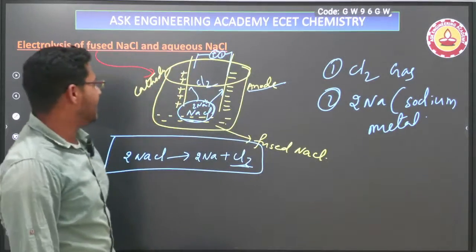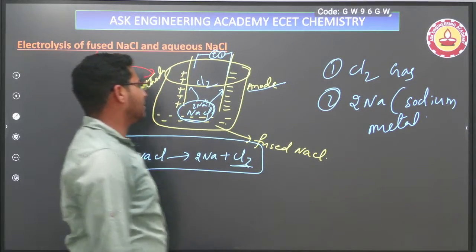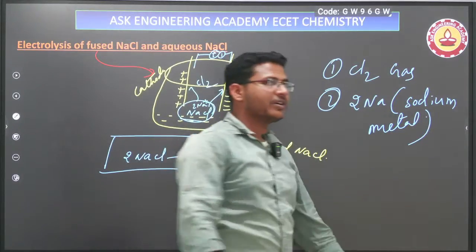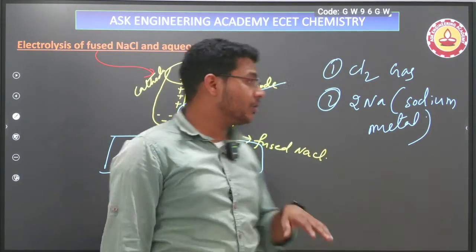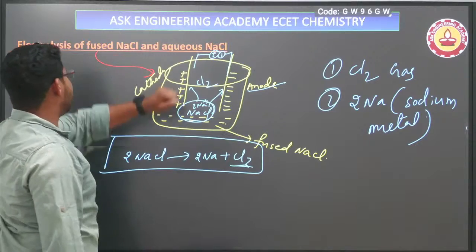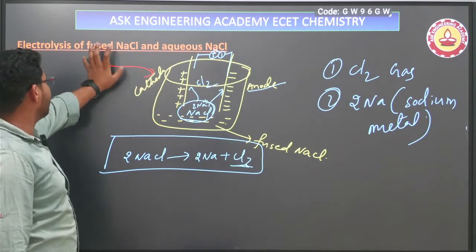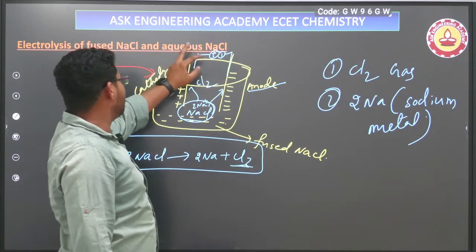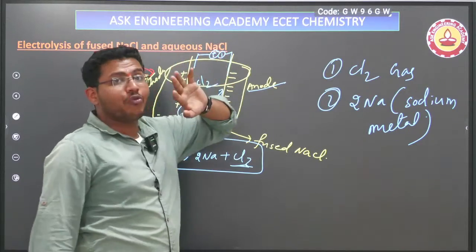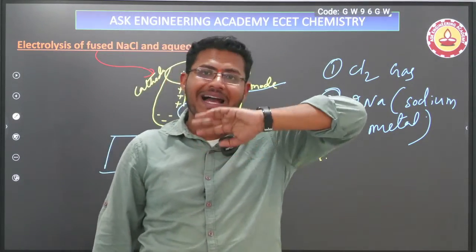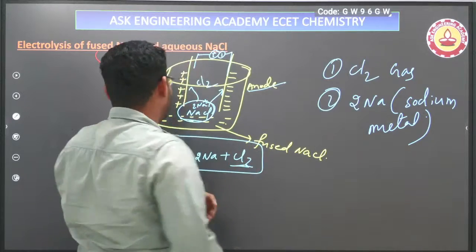Cl2 gas and 2 moles of Na, sodium metal. So these are the 2 products produced at the end of electrolysis of fused NaCl. So this is all about fused NaCl. Now we are going to look at how the electrolysis of aqueous NaCl is generally carried out.